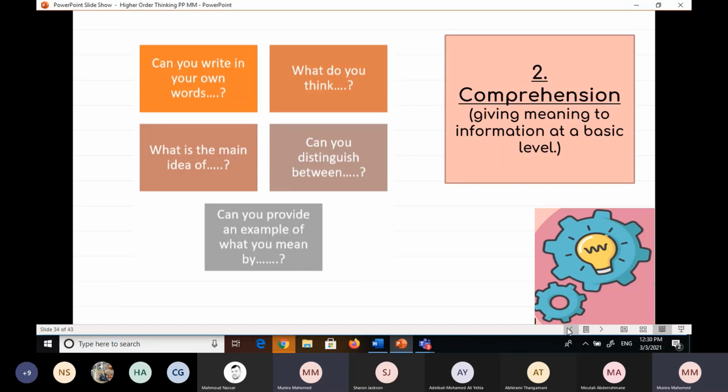Comprehension, giving meaning to information at a basic level. If they read a text, can they write it in their own words? Do they understand it enough? What do you think? You could ask them. What is the main idea? Which is something we do on an ongoing basis. Main idea of the story, characters of the story, the setting of the story, all of that, just to see if they understand what it is. Can you distinguish between these? Can you provide an example of what you mean? That is checking if they have comprehension of the basics.